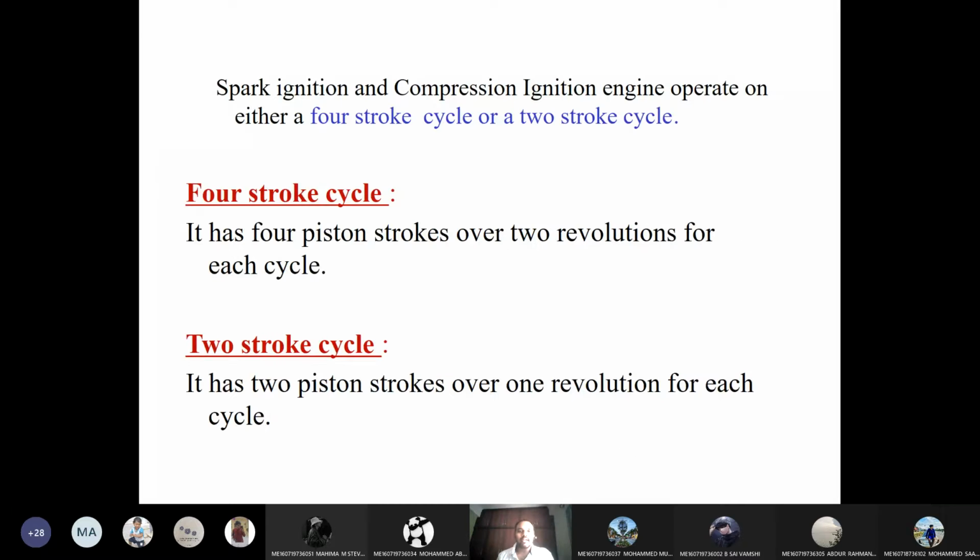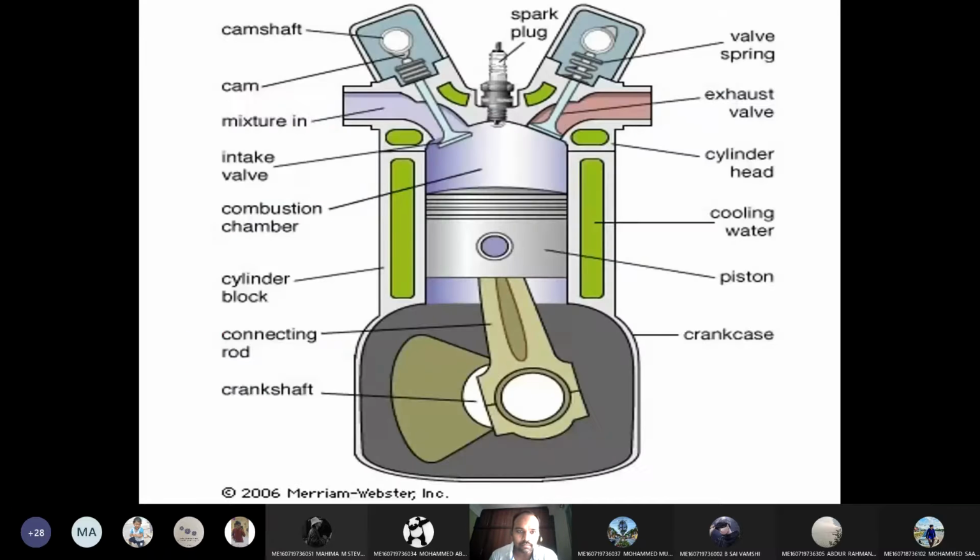Okay, and the 4-stroke cycle engine and the 2-stroke cycle engine. The 4-stroke engine has 4 piston strokes or 2 revolutions of the crank for each cycle, whereas here there are 2 piston strokes or 1 revolution of the crank for generating 1 power stroke.